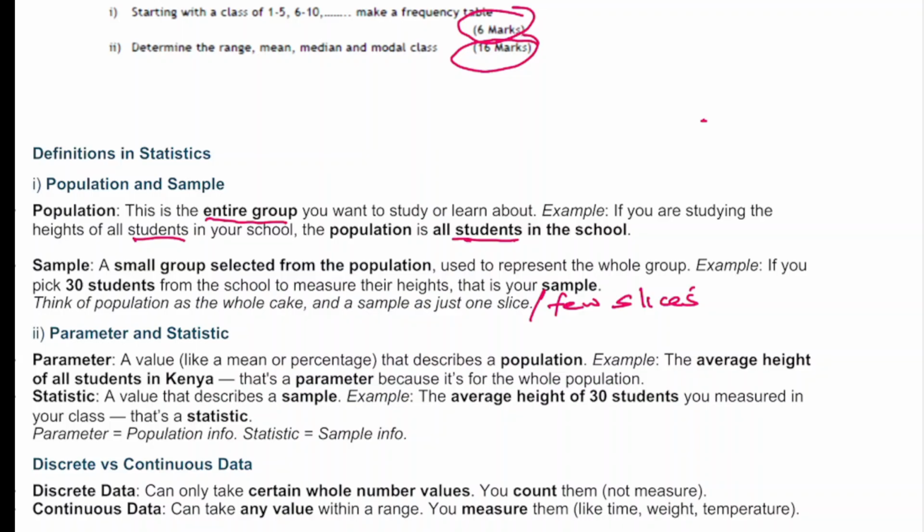So when you are thinking about a population, I gave you an example. I know wherever you are eating or you have eaten a cake, a whole cake.